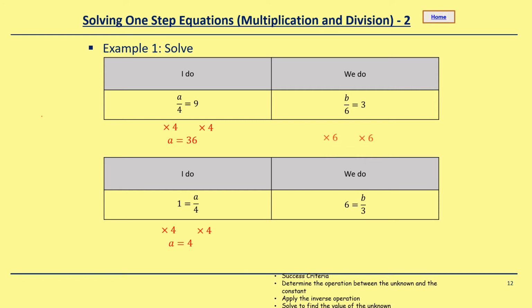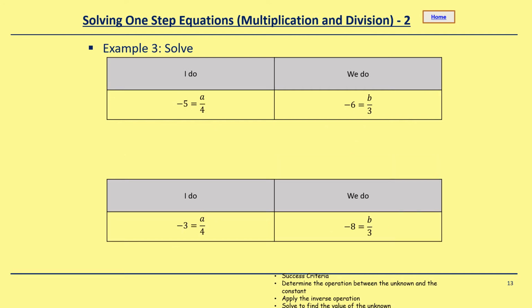Okay, you should have got multiply by 6 to get B equals 18, and multiply by 3 to get B equals 18 as well. So you can see that we've been determining the operation. The operation was divide, the inverse of divide is multiply, and we've used that to solve.